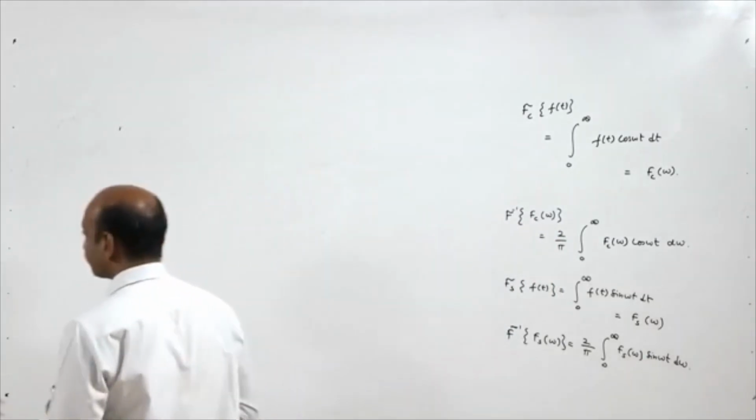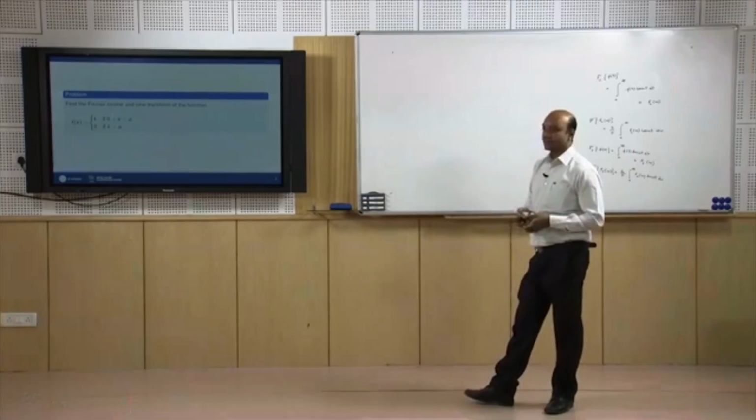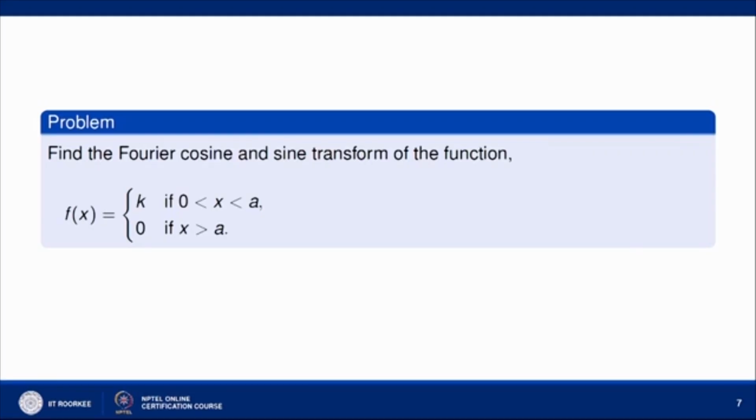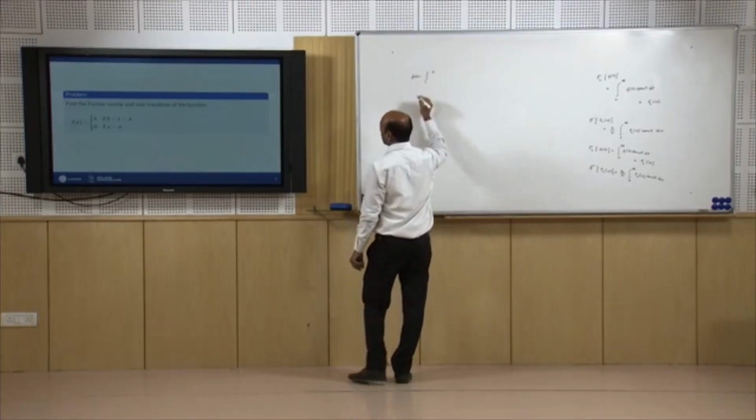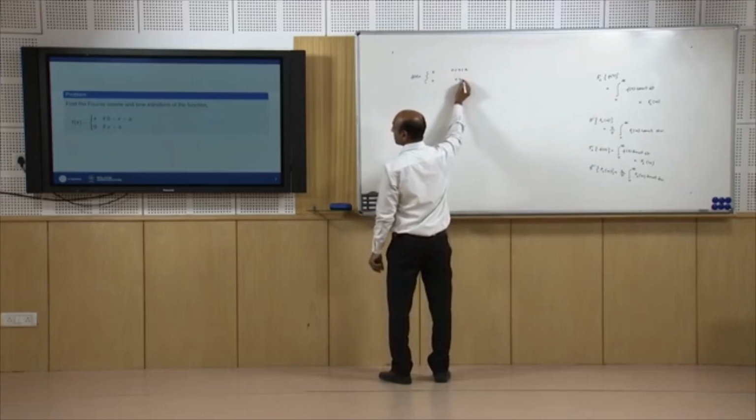Okay. So, now let us find the Fourier sine and cosine transform of this function. Suppose f(x) is given as k when 0 is less than x less than a, and is 0 when x is greater than a.